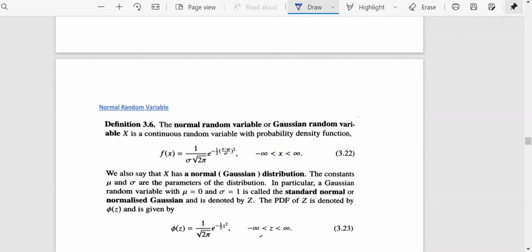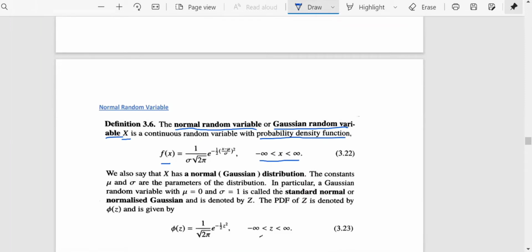We call a random variable x a normal random variable or Gaussian random variable if the probability density function of x is of the form f(x) = 1 by sigma root of 2 pi e raised to minus 1 by 2 ((x minus mu) by sigma) the whole square, where x is varying from minus infinity to infinity. We also say that x has a normal distribution.